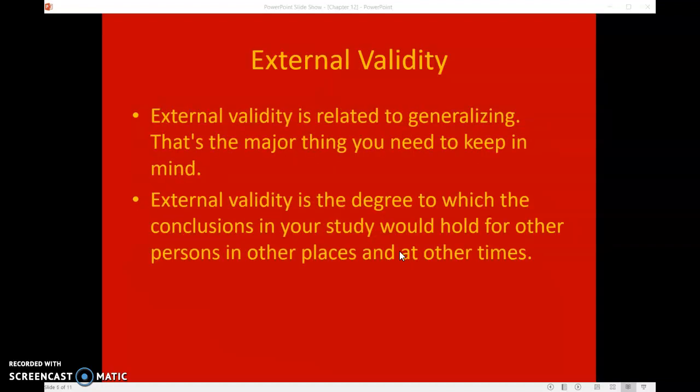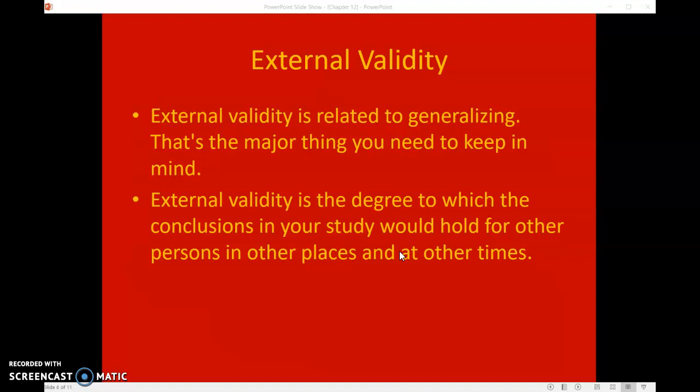So the other issue that's really important to us is external validity. And this is related to generalization. And that's really what you need to be able to take away from this. It's the degree to which the conclusions in your study would hold for other persons and other places and at other times.